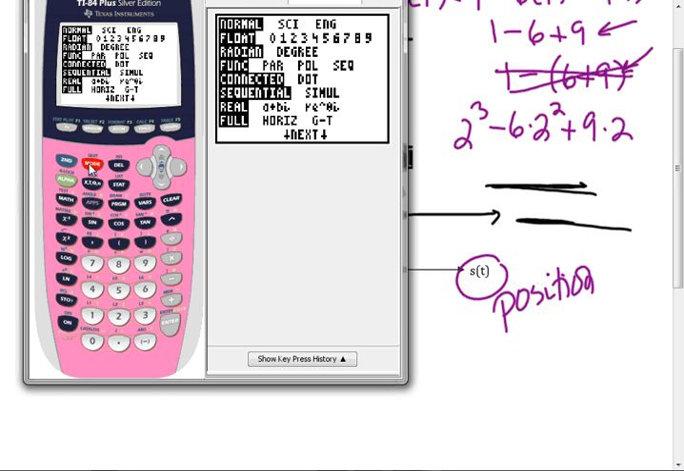Okay, so we're going to go down here to parametric. You've probably not done this before. So we go over to parametric, press enter. And now when you press y equals, you're going to see some strange looking things there. Ready?